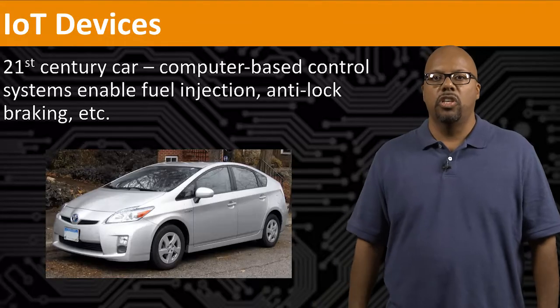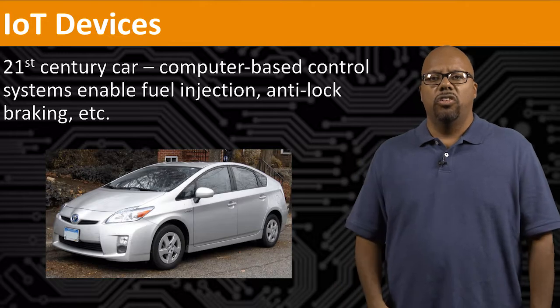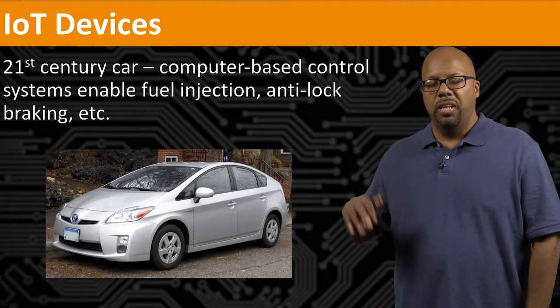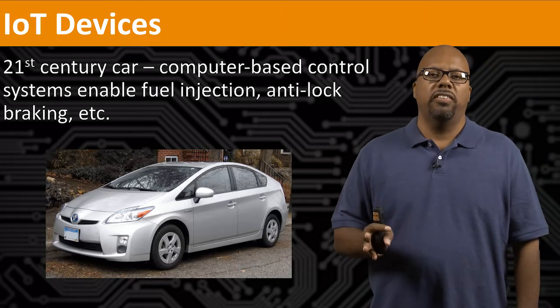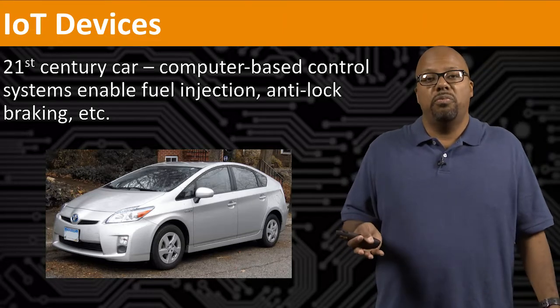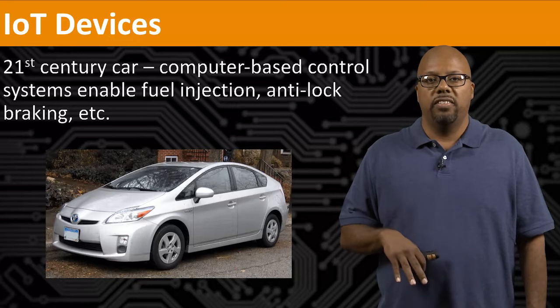But nowadays, cars have lots of computational intelligence. Let's take a look at this. So, a 21st century car. Looks like a Prius, I think. This car has lots of chips in it, so lots of processors. That car might have over 50 processors in it doing different tasks.